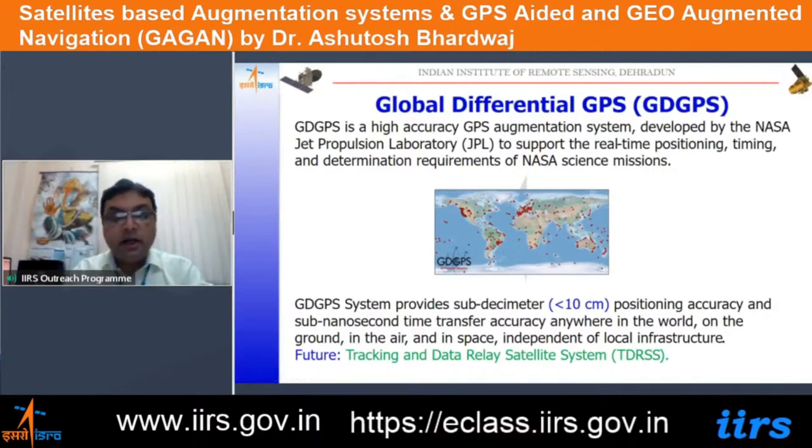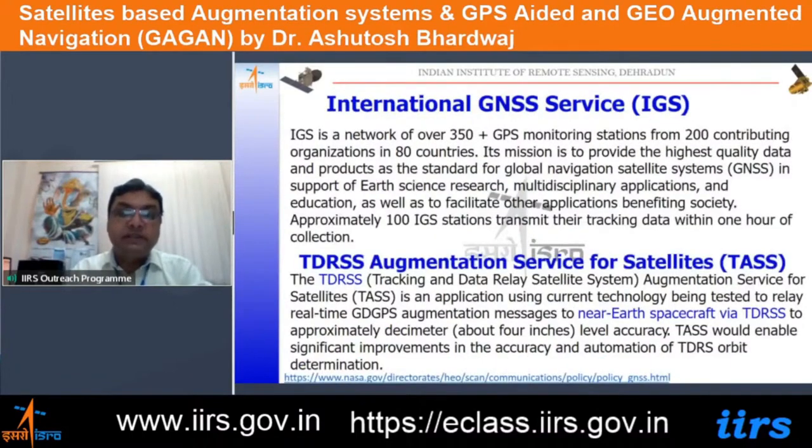and what is in future is the tracking and data relay satellite system based mechanism, which is called TASS, that is the TDRSS Augmentation Service for Satellites. This service will have the responsibility to provide the position of the near Earth spacecrafts or the small satellites within an accuracy of 4 inches. That kind of system, TASS, is under investigation, and it will be working.